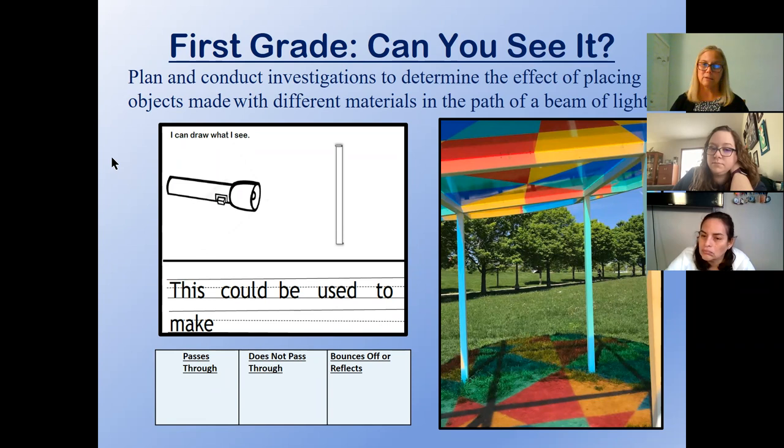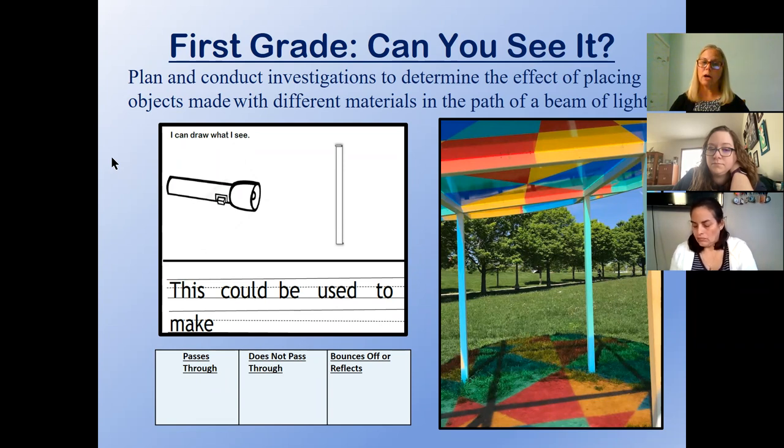So in this case, this is just a flashlight and that represents, it could be like a file folder that's red. It could be a piece of yellow tissue paper, but you want to get things that are transparent, translucent, and opaque. Those three words are not used. They can tag those words later on as they get older in the progression of the NGSS standards.